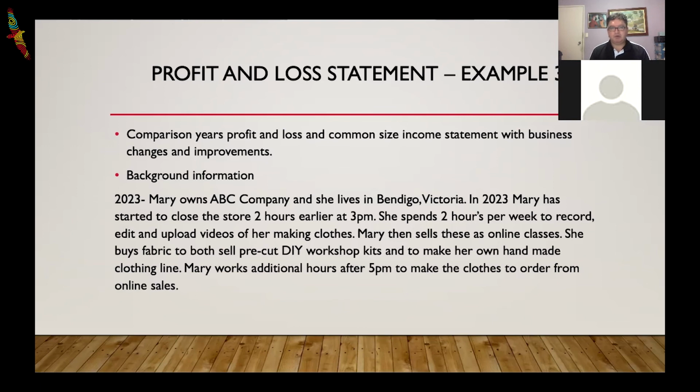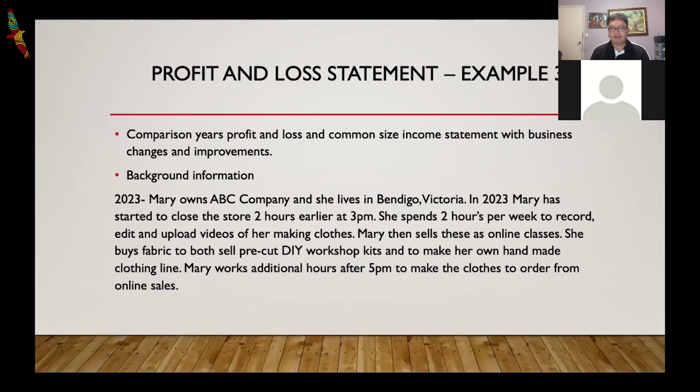In 2023, Mary has started to close the store 2 hours earlier, at 3 p.m. That's interesting. She spends 2 hours per week to record, edit, and upload videos of her making clothes. Mary then sells these videos as online classes. She buys fabric to both sell pre-cut do-it-yourself workshop kits and to make her own handmade clothing lines.